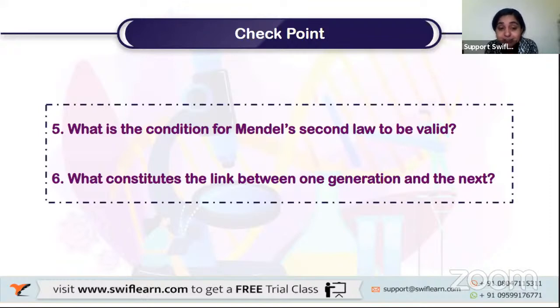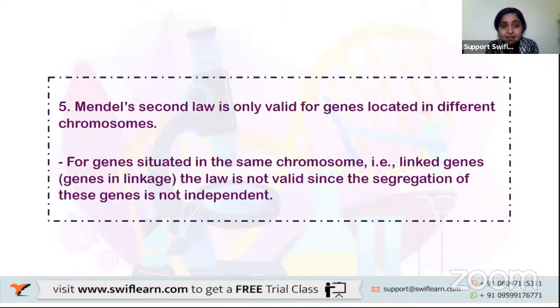The gametes constitute the link between one generation and the other. They pass on the paternal and maternal characteristics, like father and mother genes, to the offspring. Let us see the next question.